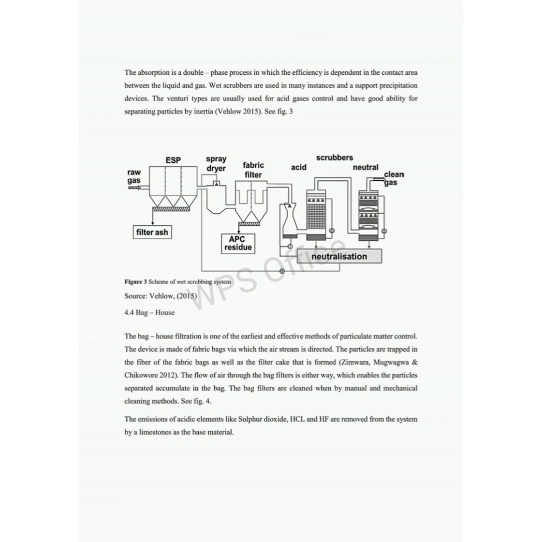Baghouse. The baghouse filtration is one of the easiest and most effective methods of particulate matter control. The device is made of fabric bags through which the airstream is directed. The particles are trapped in the fiber of the fabric bags as well as the filter cake that is formed. The flow of air through the filter bag is either way, which enables the separated particles to accumulate in the bag. The bag filters are cleaned by a manual cleaning method.